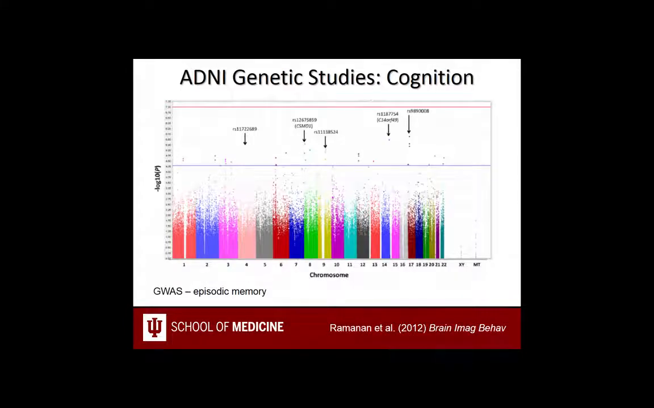And Vijay Ramanan from our lab did a GWAS on memory performance. This included not just ADNI, but also the Health and Retirement Study, as well as some local data, and found some top SNPs, and Vijay was nice enough to actually put the RS numbers in most cases, and was able to identify a few different pathways and genes that were implicated in memory performance.